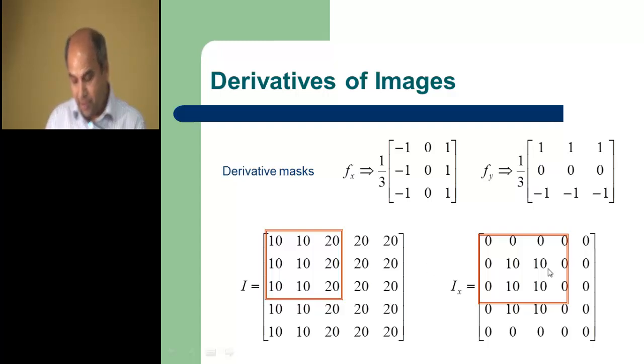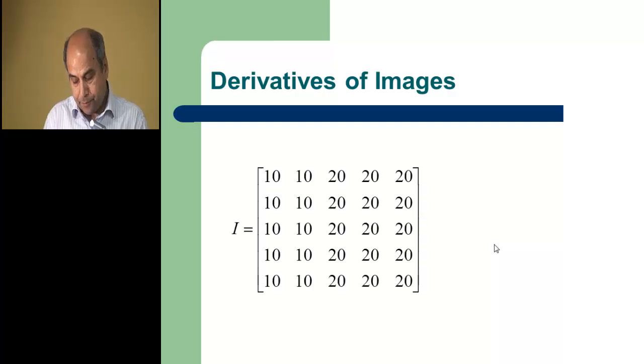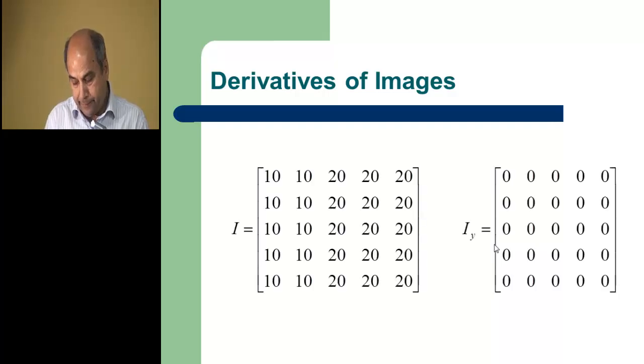As you see here also, the border pixels we put zeros. We cannot apply this mask because we don't have the left side and the top side and so on. So that's the process: we have applied a mask to compute the derivative of this image with respect to x, and everything is intuitive, it makes sense.